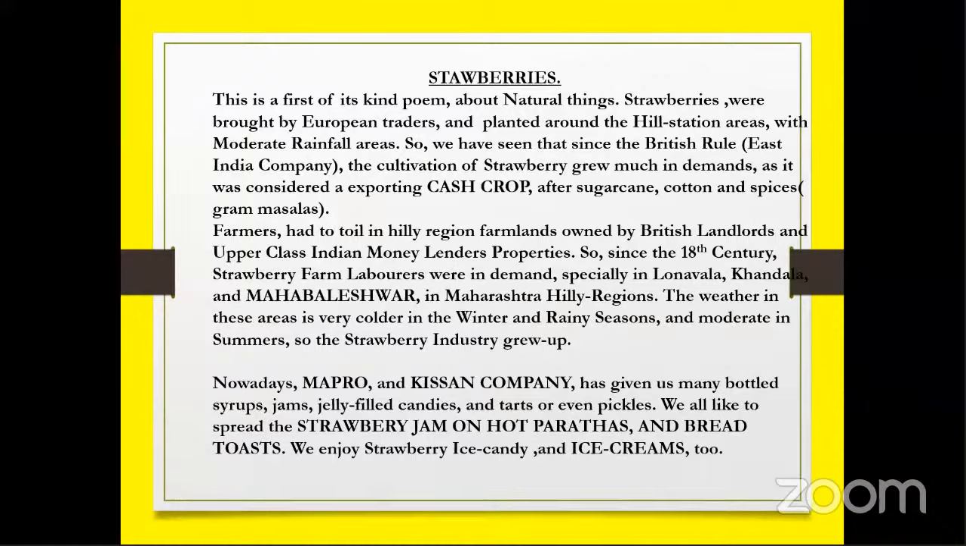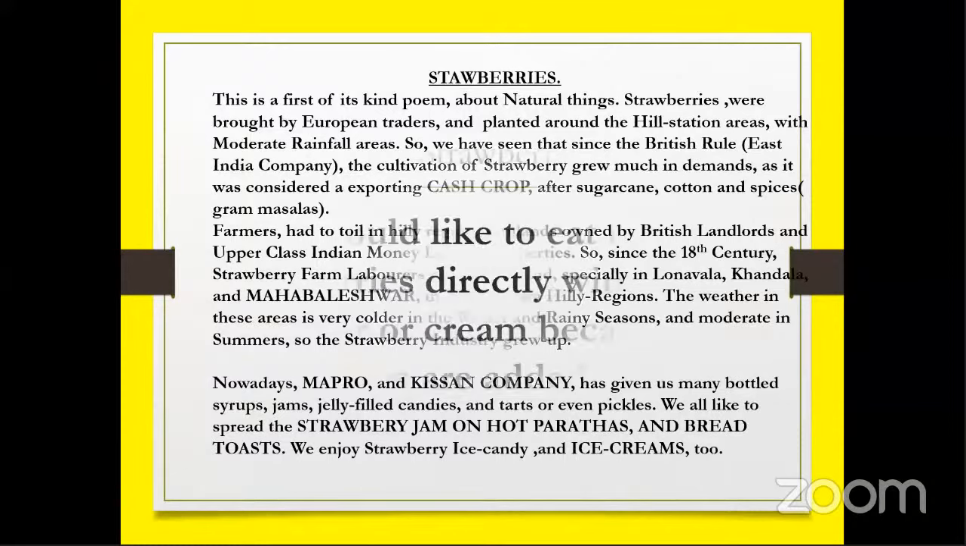Nowadays, you can see the Mapro and Kisan companies, which have given us many bottled syrups, jams, jelly-filled candies and tarts or even chocolates and jelly and even pickles. We all like to spread the strawberry jam on hot parathas and bread toast. Yes, children, we enjoy strawberry ice candy and ice creams too.